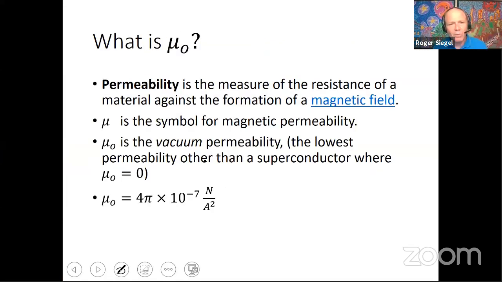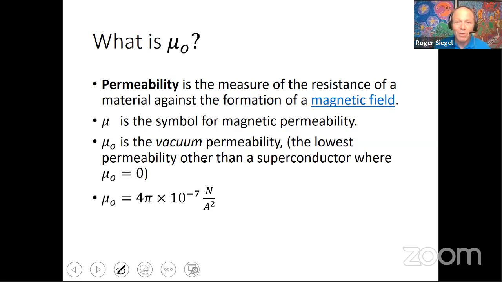What is mu naught? Permeability is the measurement of the resistance of a material against the formation of a magnetic field. Some materials are just happy to have a magnetic field flow through them, and some materials are like, whoa, not so much magnetic field. And that's how we measure that with the permeability.